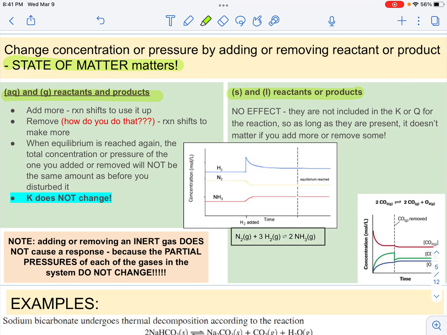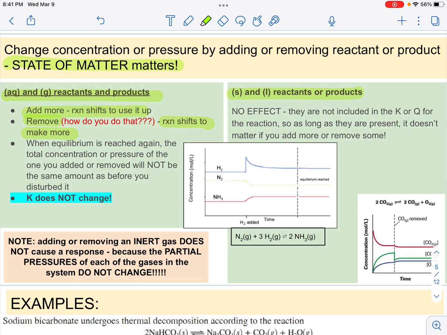And remember, the reaction is going to do the opposite of what you do. So if you add more, the reaction shifts to use it up. This is easier than remembering add a reactant, go to the right; add a product, go to the left. Just remember that if you add more, the reaction goes to use it up. And if you remove it, then the reaction shifts to make more of what you've just taken out.